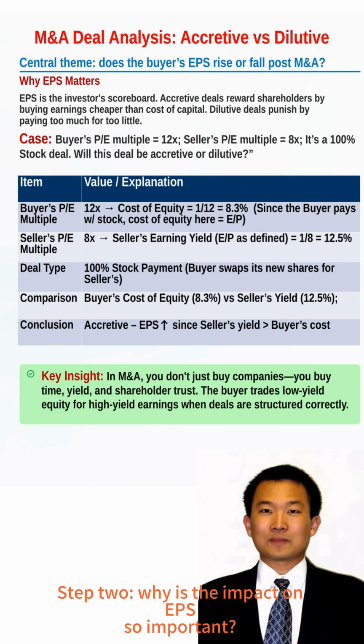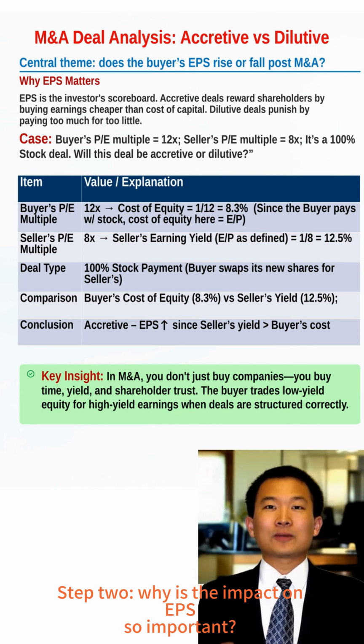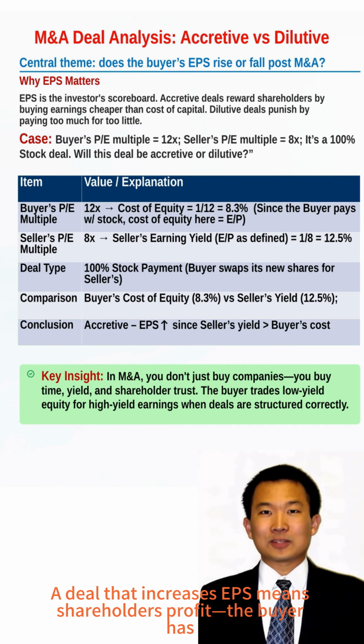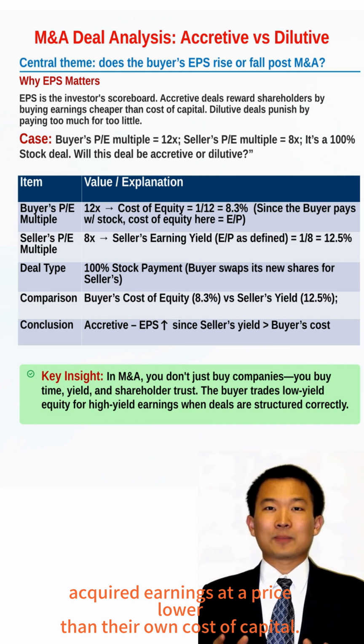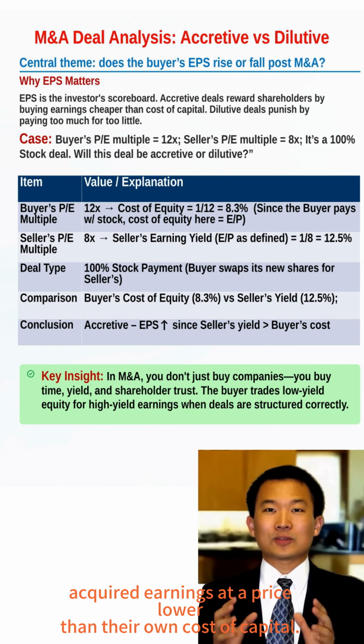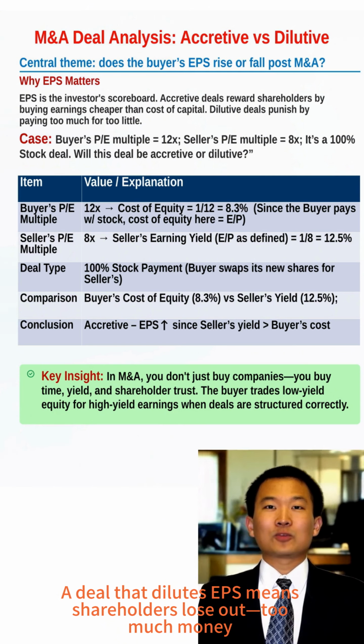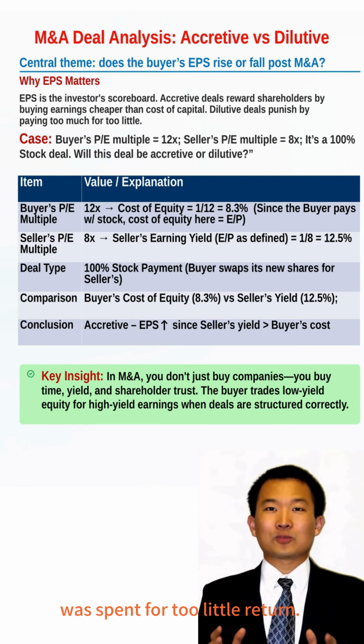Step 2. Why is the impact on EPS so important? EPS is the scoreboard for investors. A deal that increases EPS means shareholders profit. The buyer has acquired earnings at a price lower than their own cost of capital. A deal that dilutes EPS means shareholders lose out. Too much money was spent for too little return.